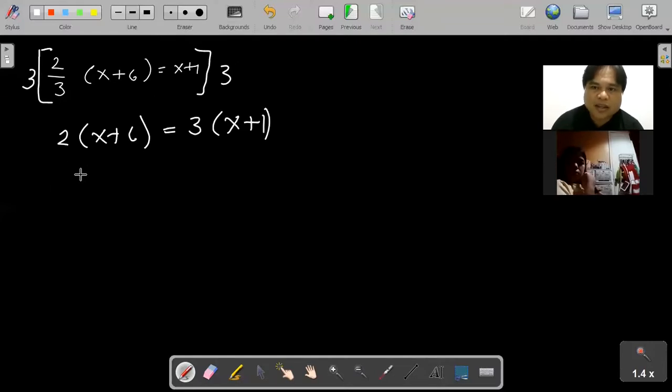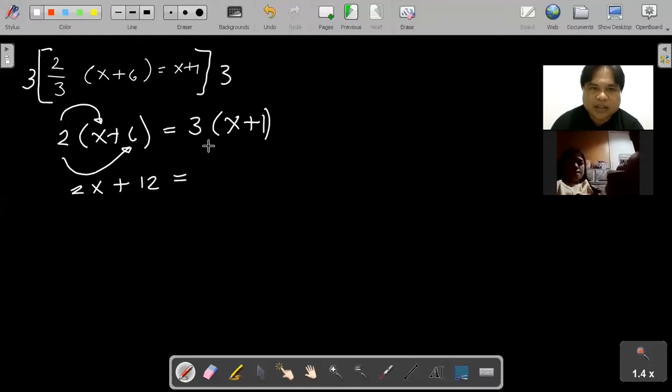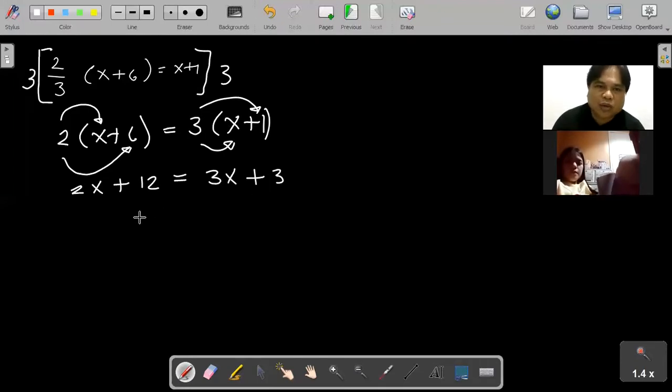Get it? And then you distribute the 2 here. 2 times x, then 6. So you have 2x plus 12. The 3 here, again, distribute. That's why you have 3x plus 3, and then you combine the variables and the constant.